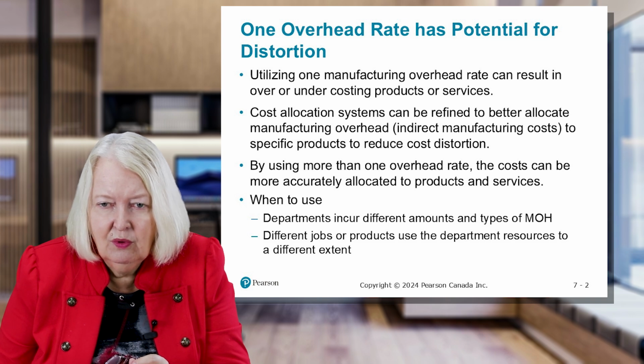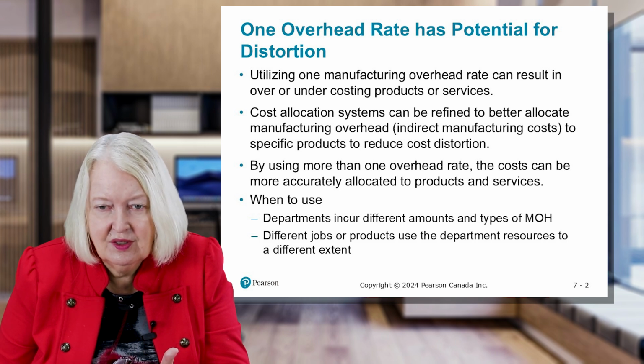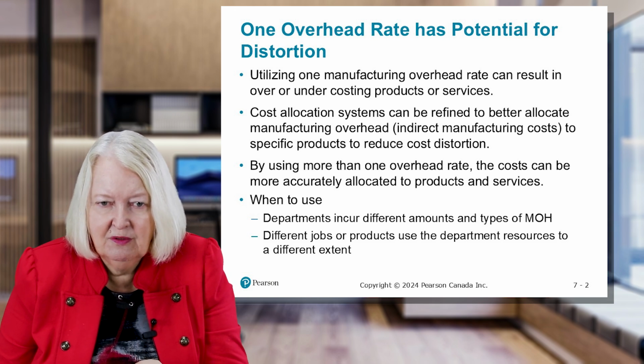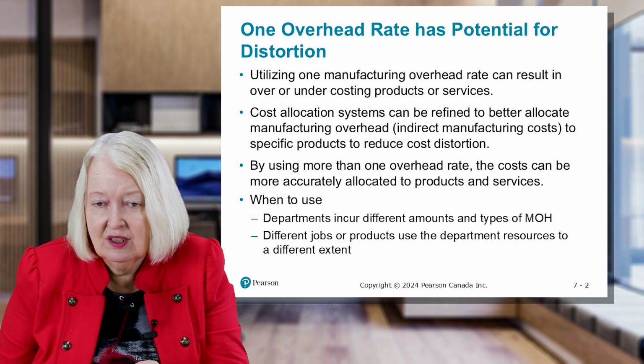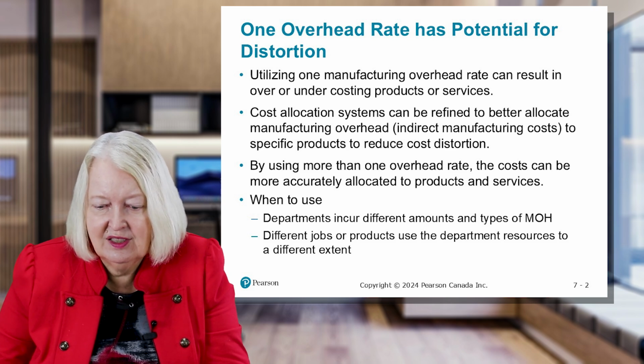So by using more than one overhead rate, the cost can more accurately reflect the actual usage of overhead by the various products and services. So if different departments incur different amounts and types of overhead, you would want to use activity-based costing, or different jobs or products use the department resources to a different extent.